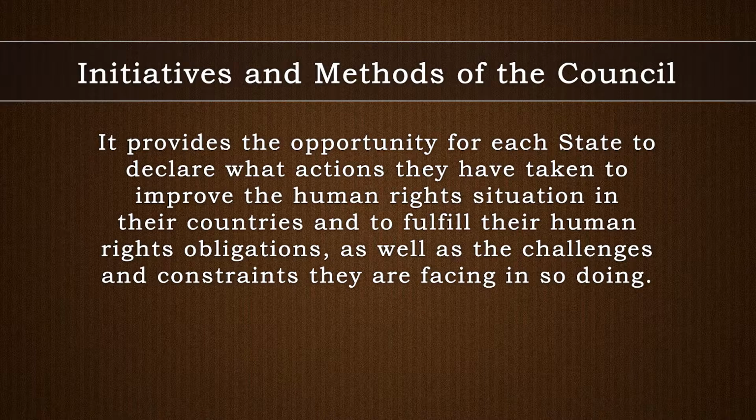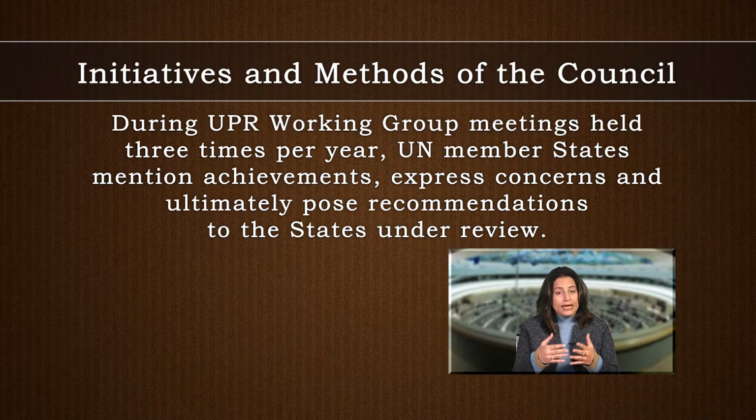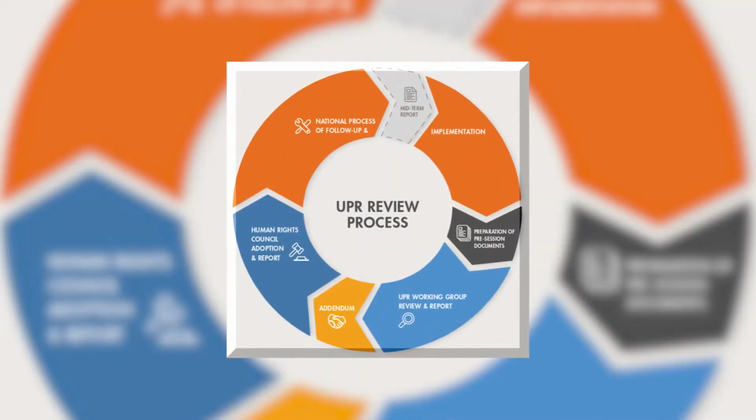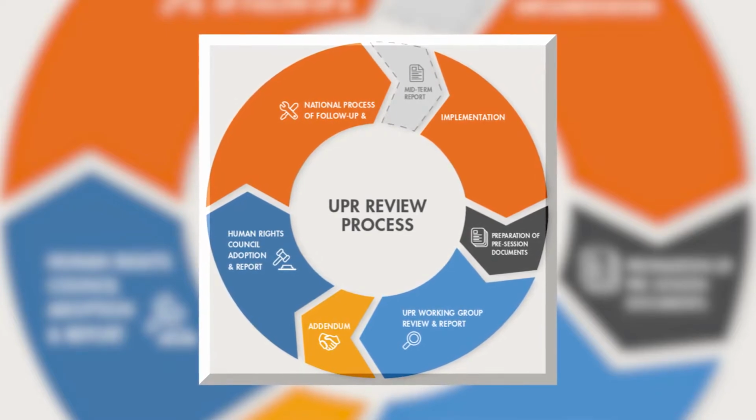It provides the opportunity for each state to declare what actions they have taken to improve the human rights situation in their countries and to fulfill their human rights obligations, as well as the challenges and constraints they are facing in doing so. During UPR working group meetings, which are held 3 times per year, UN member states mention achievements, express concerns, and ultimately pose recommendations to the states under review. Each year, 42 states are reviewed, receiving an average of 180 recommendations each.